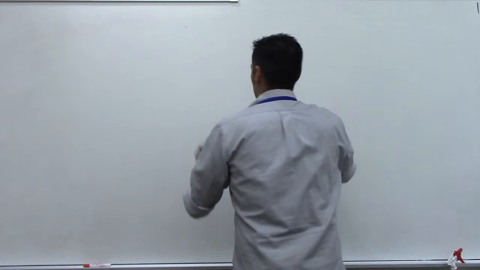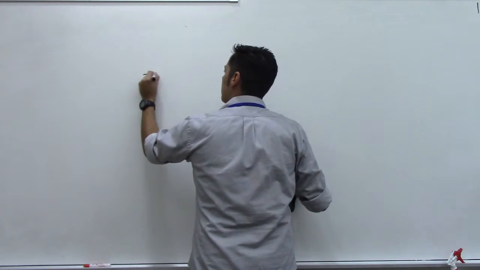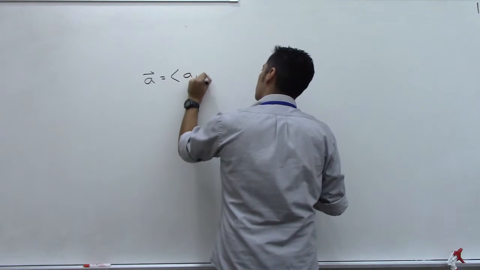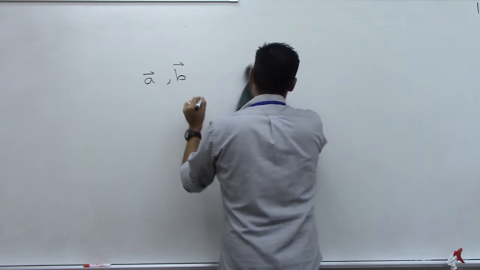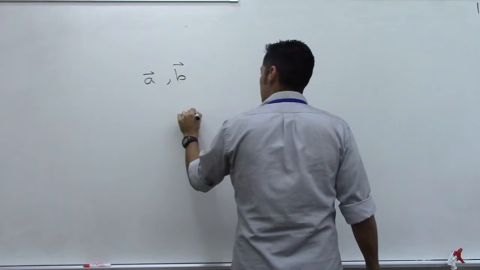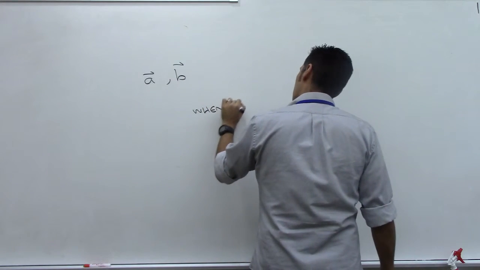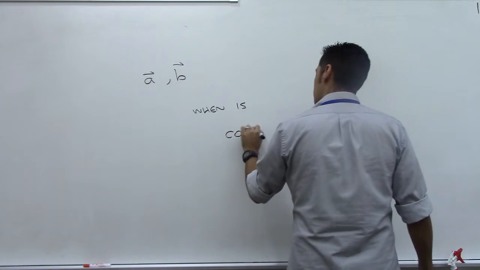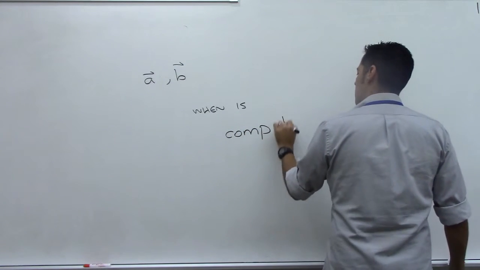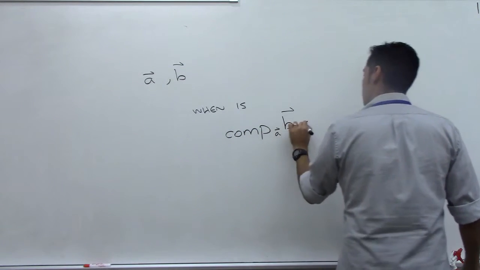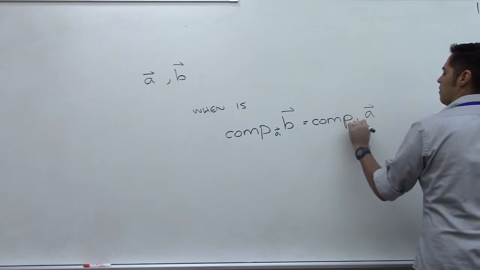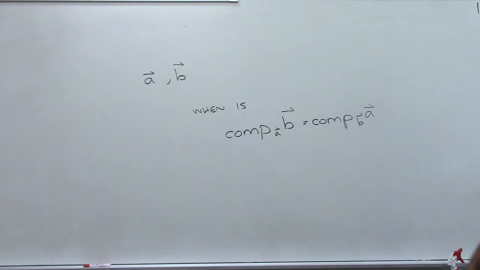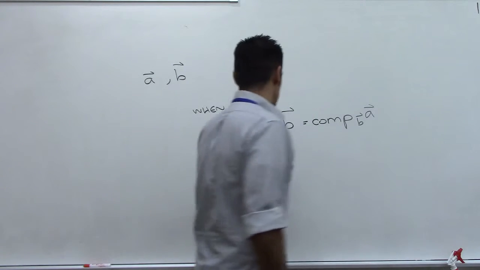So given two vectors, A doesn't tell you if they're in two-dimensional or three-dimensional space. It's saying, when is the component of B onto A equal to the component of A onto B? So when is that true? Well, let's just write down the definitions here.